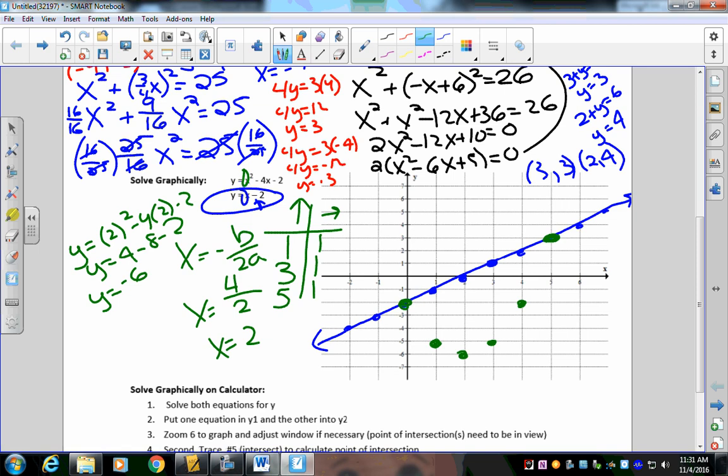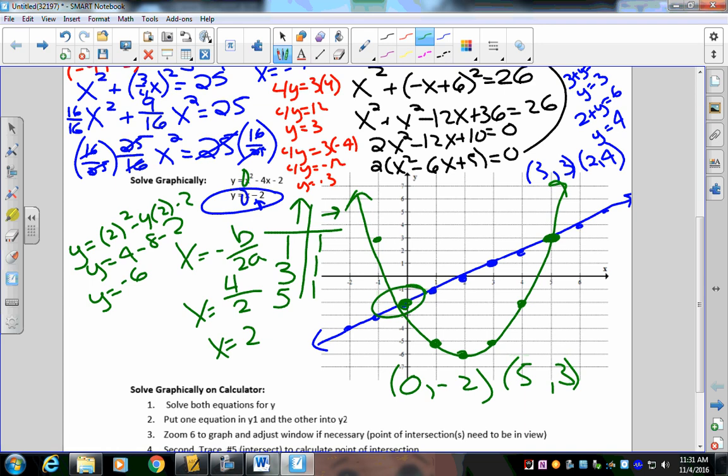Things aren't always going to cross on pretty points, but this one did, which is nice. So my 2 points of intersection are at (0, -2) and (5, 3), which, if we solved algebraically, we would have gotten the same thing. It's just a different method of doing it.